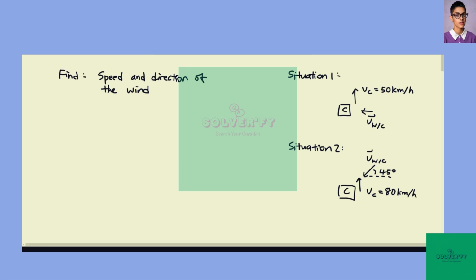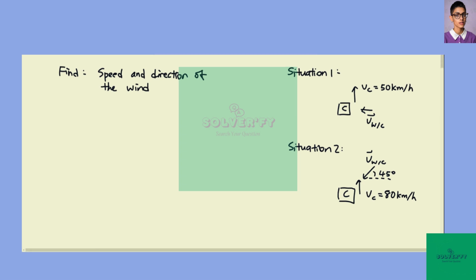In this question, we are given two scenarios. When the car is traveling north at 50 kilometers per hour, the wind appears to come from the east. When the car's speed is 80 kilometers per hour, the wind appears to come from the northeast relative to the car. We need to determine the speed and direction of the wind. This is a relative motion problem again.